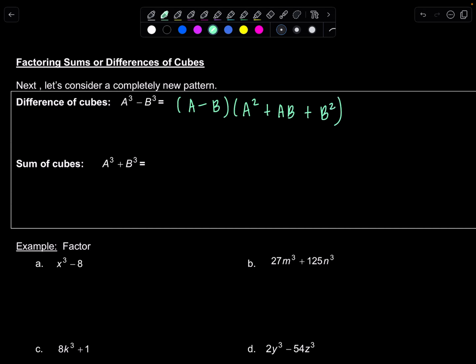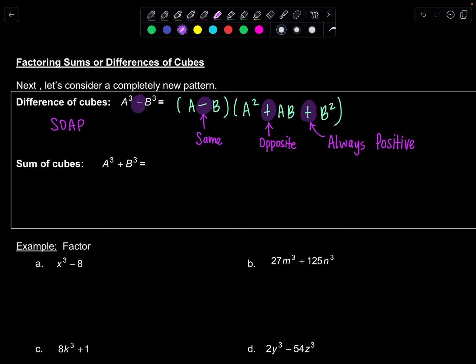I'm going to give you a little mnemonic to help you remember the signs. You want to think of SOAP. SOAP stands for same sign, then the opposite sign, and then the last one's always positive. Let me show you what I mean. This was a cubed minus b cubed. So this is the same as the original, minus. Then we have opposite. And then the last one's always positive.